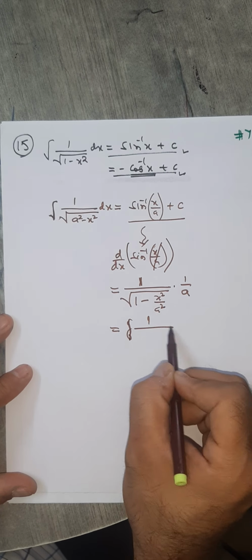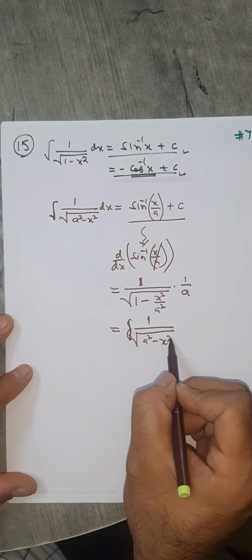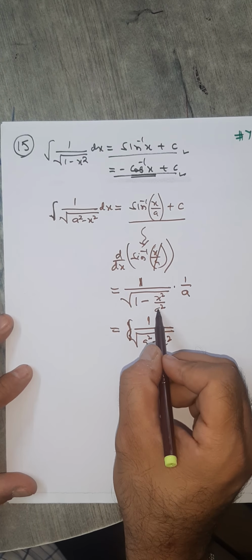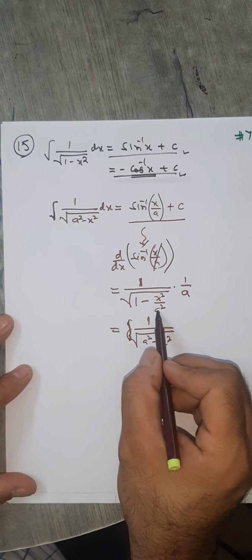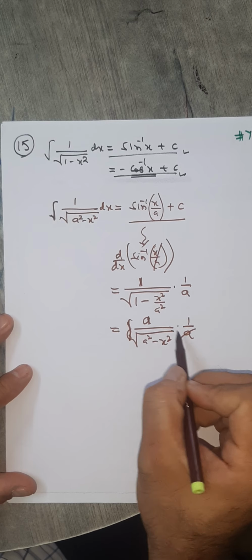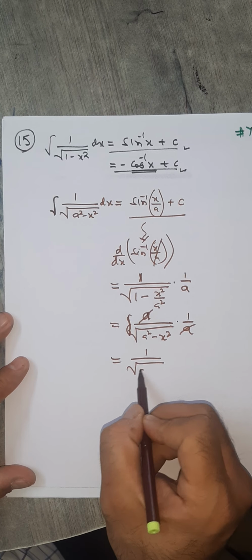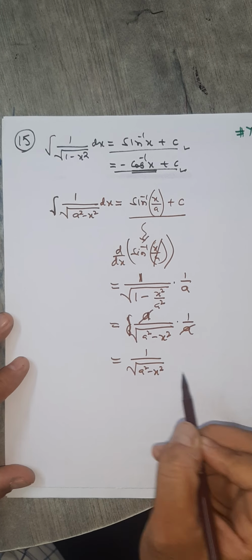So 1 upon, you take your LCM, so a squared minus x squared. This a squared will come out from the square root. We assume that it is positive. I'll write just a, into 1 upon a is already there, so this will get cancelled. You are getting 1 upon root of a squared minus x squared.